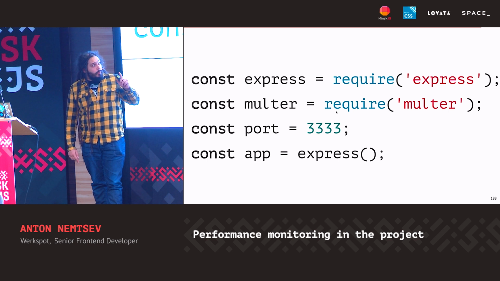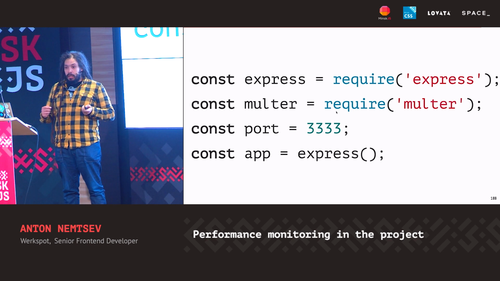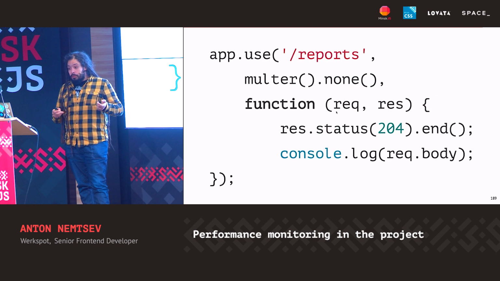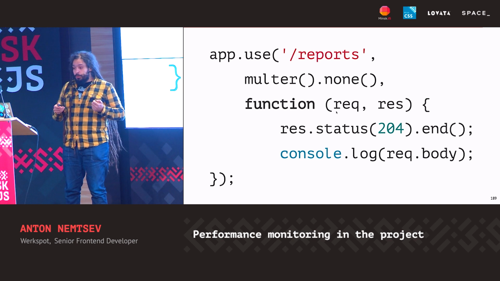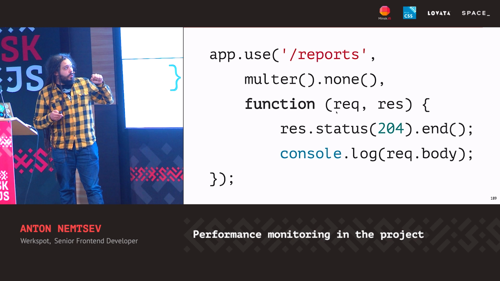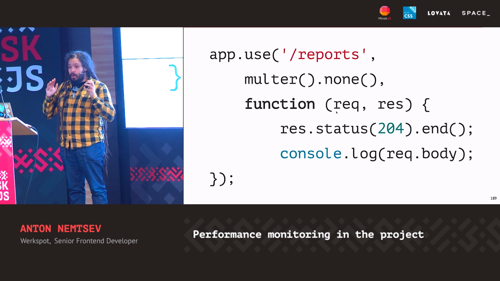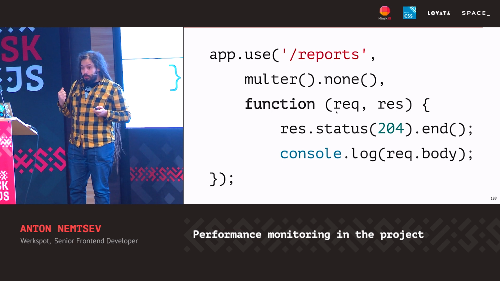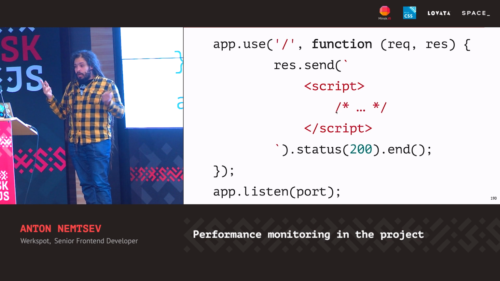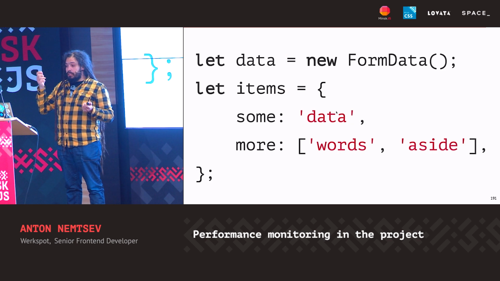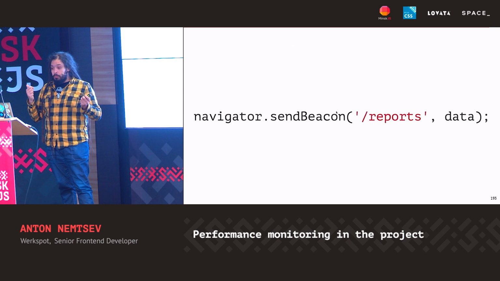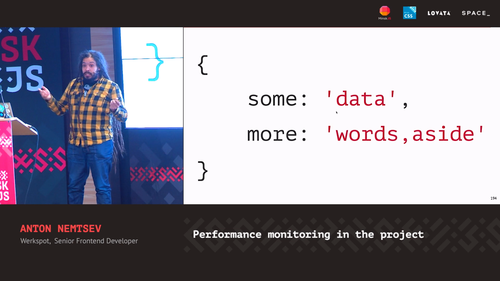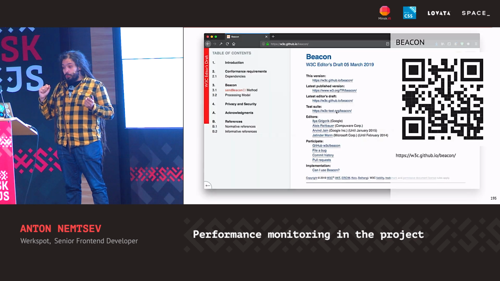Let's create something. Express server, multer, because Beacon actually sends data as multipart only. And, well, a report endpoint. It immediately responds with a 204 status that says, oh, browser, you may close the connection, everything is fine, but I will not respond to you with a body. And some script that creates form data, adds some object inside, and sends a beacon. You will see this in the console. It works, and ask me afterward, I will tell you how we use it.